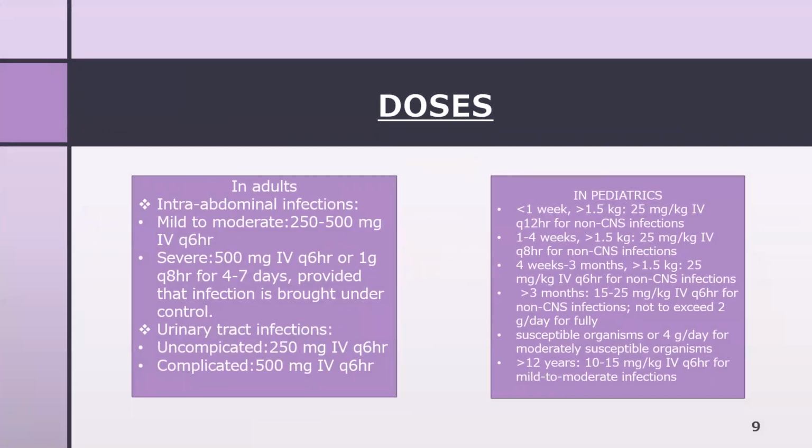Now the doses, how much dose we administer to the patients. So two categories are divided: adults and pediatrics. In adults, two types of infections are written: intra-abdominal infections and urinary tract infections. In intra-abdominal infections, the mild to moderate dose is 250 to 500 mg at an interval of 6 hours, and in severe cases 500 mg intravenously at an interval of 6 hours, or 1 gram at intervals of 8 hours for 4 to 7 days. In urinary tract infections, two conditions: uncomplicated and complicated.